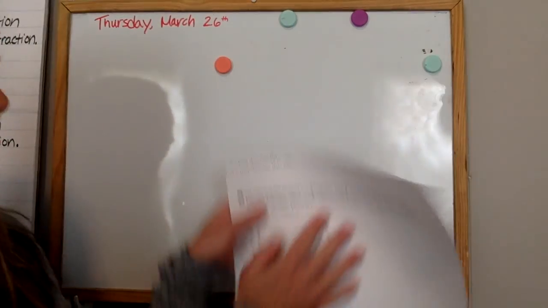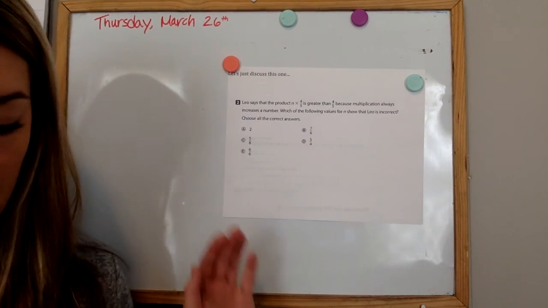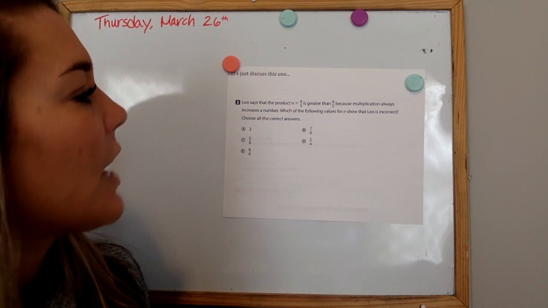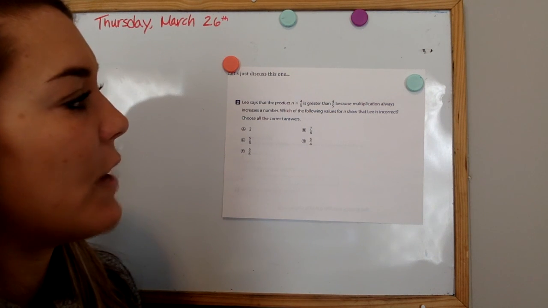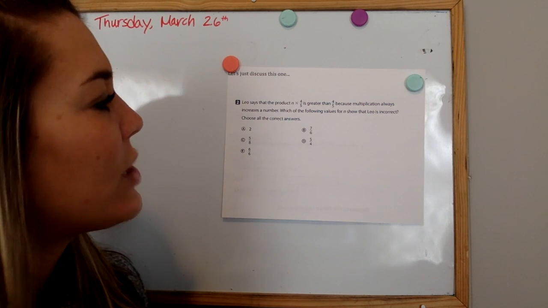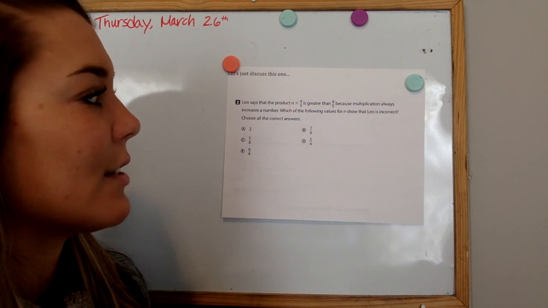I'm just going to talk about this one because we've kind of done something like this a lot now. So the problem reads that Leo says the product n times 4/5 is greater than 4/5 because multiplication always increases the number. Which of the following values for n shows that Leo is incorrect? Choose all the correct answers.